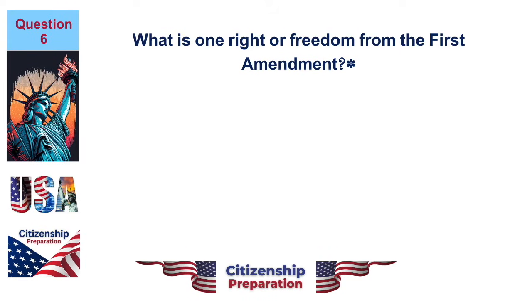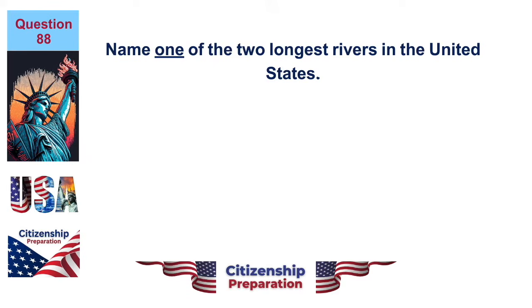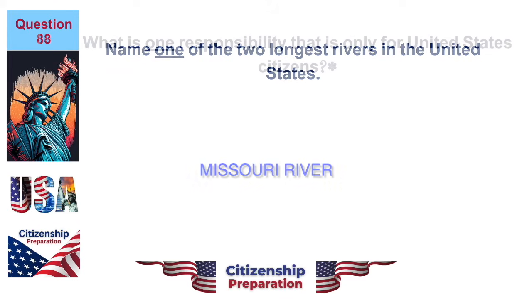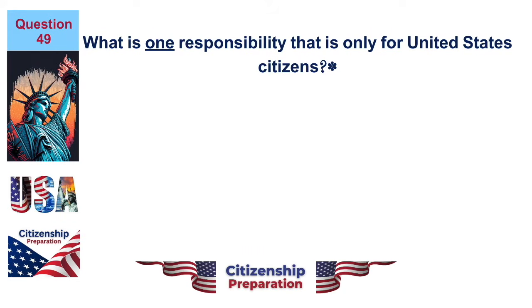What is one right or freedom from the First Amendment? Speech. Name one of the two longest rivers in the United States. Missouri River. What is one responsibility that is only for United States citizens? Serve on a jury.